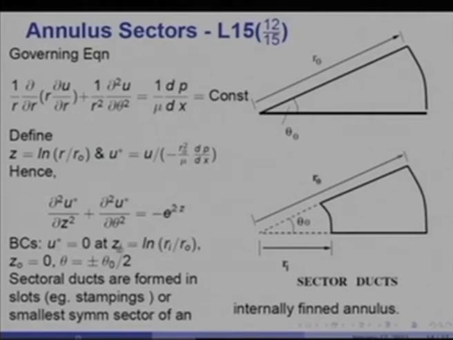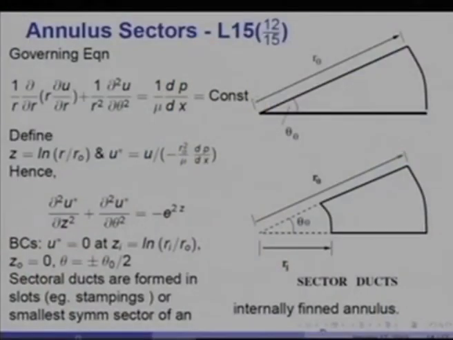Because u star is equal to 0 at z i, ln Ri by Ro, and z o is equal to 0 at theta equal to plus minus theta naught by 2, that is, at the two walls. This particular case is the one in which the inner radius is 0; here the inner radius is finite. Such sectoral ducts, as I said, are formed in slots of electrical stampings or the smallest sector of an internally finned annular duct. Now, the method of solution for this case is exactly the same as in the case of a rectangular duct that I showed you earlier.